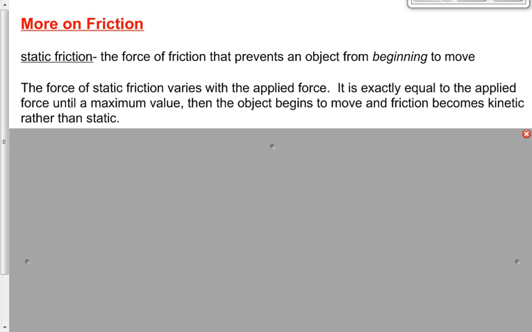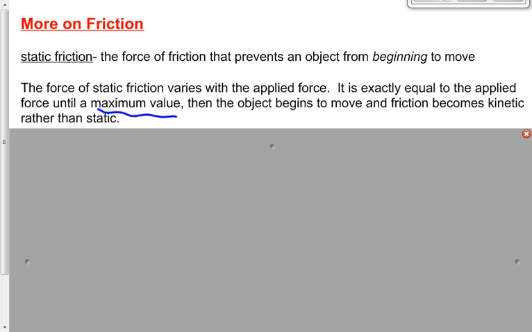What's the force of static friction on Lane's desk right now as it just sits there? 0, because I'm not pushing on it. What's the force of static friction when I push on it with 5 newtons? 5 newtons. What's the force of static friction when I push on his desk with 10 newtons? 10 newtons. Static friction responds to how hard I push. It's as big as it needs to be in order to keep the object at rest. But it does have a maximum value.